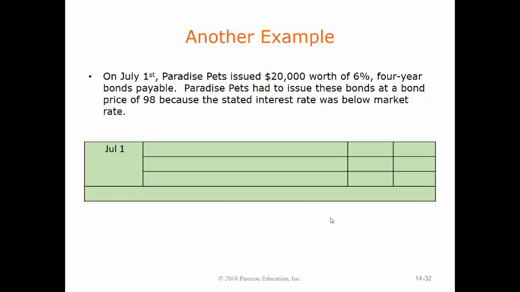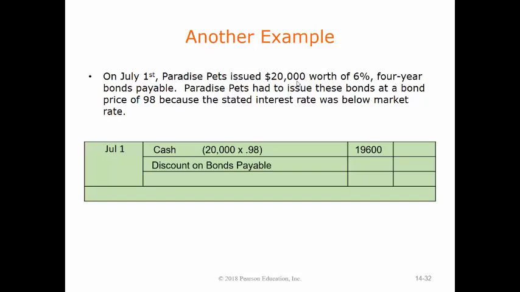They're issuing at a bond price of 98, which means the amount of cash that they receive, and we start by debiting cash, is not going to be the full $20,000 of face value. It's going to be 98% of that $20,000. So to figure out what 98% of $20,000 is, we take 20,000, multiply it by 0.98. We come up with $19,600 in cash that they're going to receive.